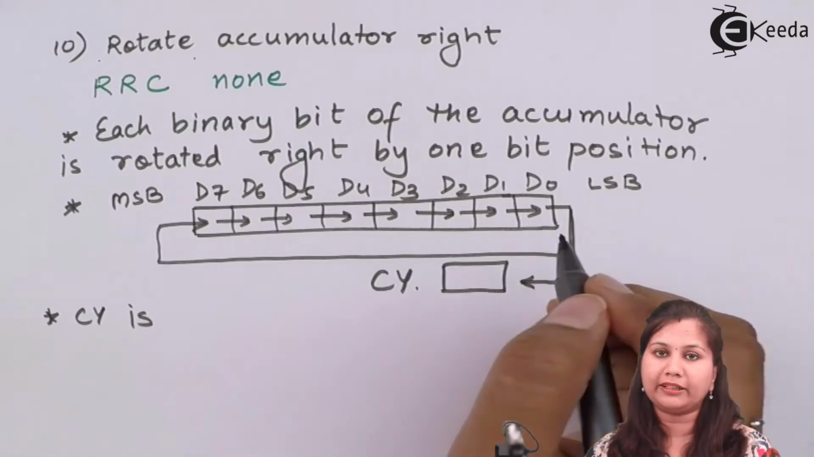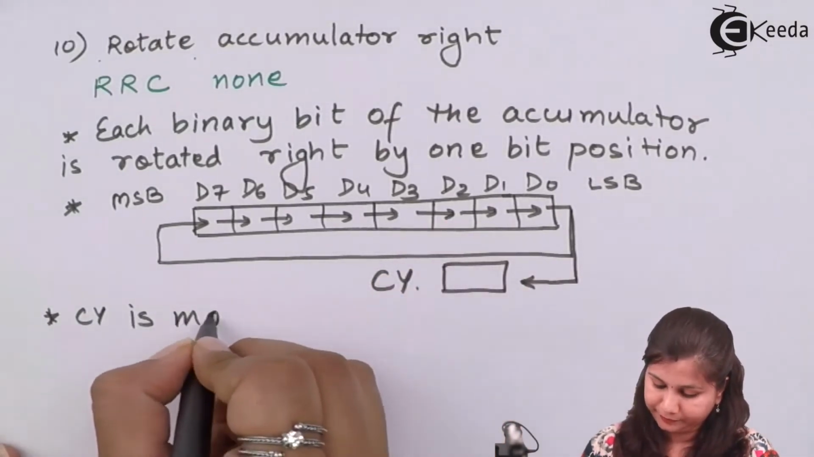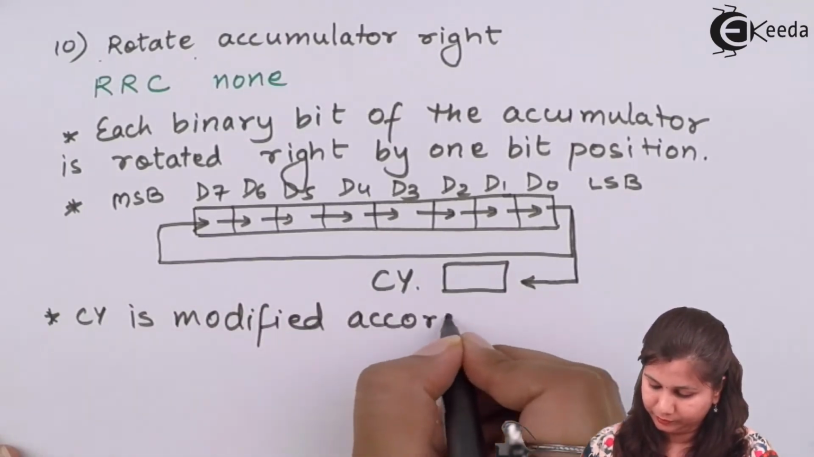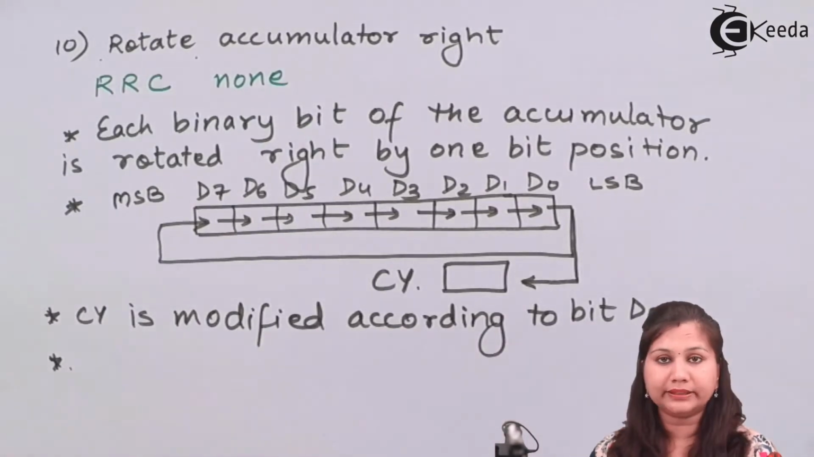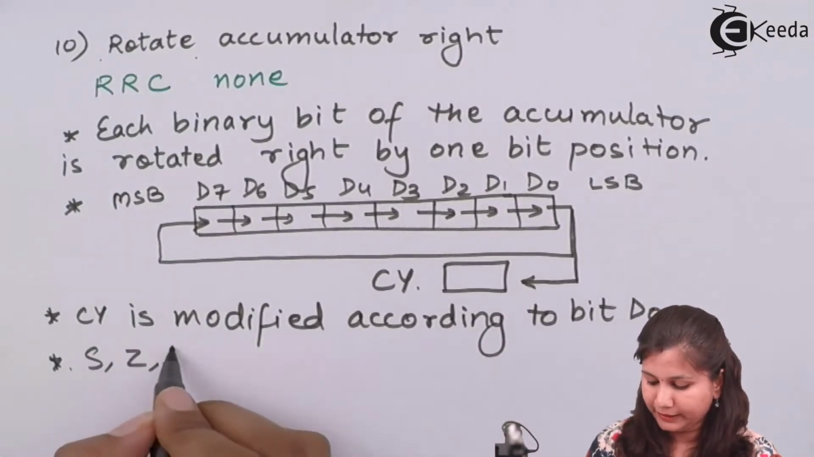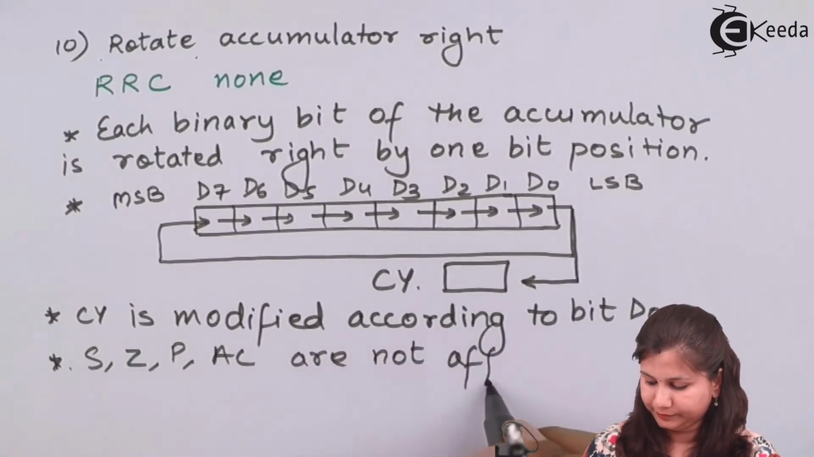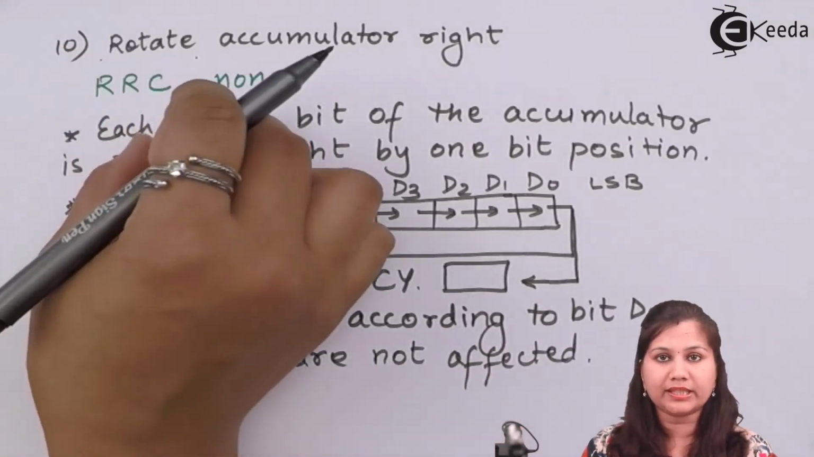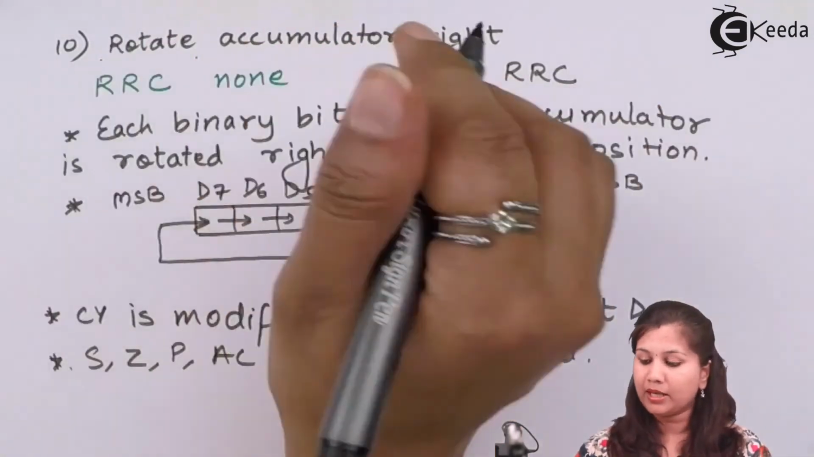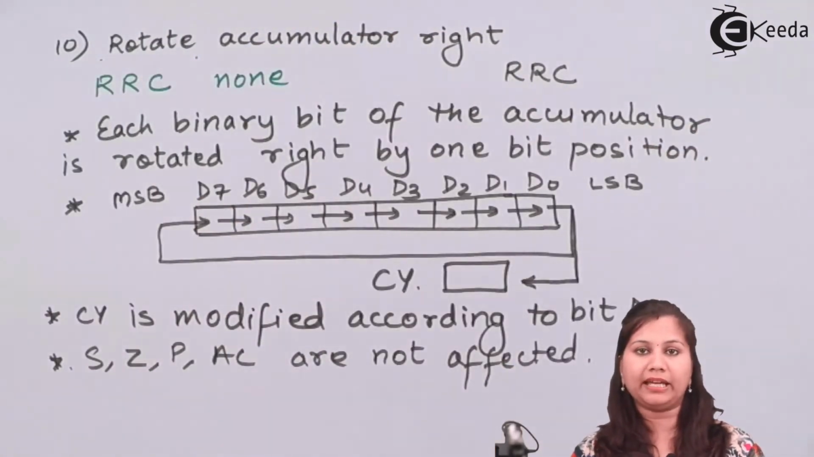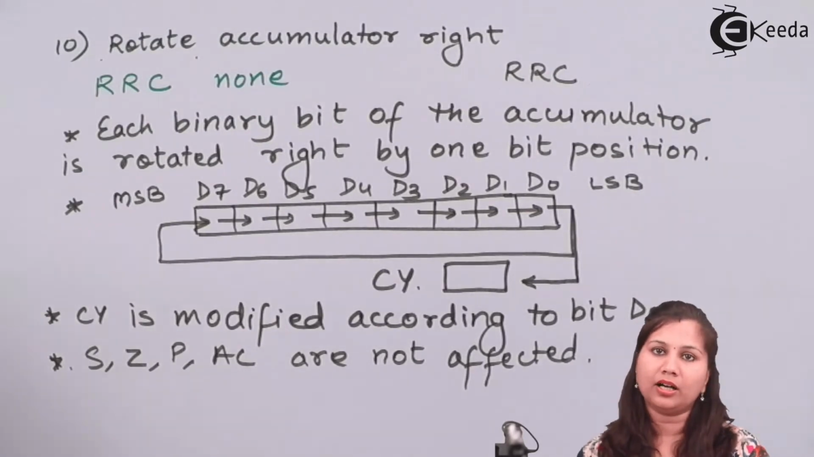If it is 0, the carry flag will be reset. If it is 1, then the carry flag will be set. Now all the other flags, sign, zero, parity and auxiliary carry, are not affected. And when we are using this instruction, we will just write RRC in the main program. We are not going to specify any operand, because the operand is implicit in itself and the operand is the accumulator.